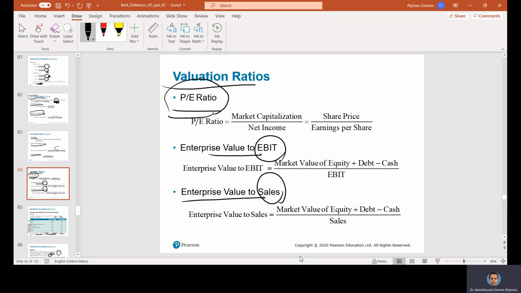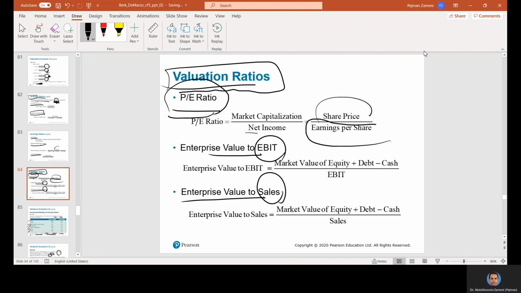Okay, another category is valuation ratio. PE ratio: price divided by earnings per share, or market capitalization divided by net income, or share price divided by earnings per share. And also enterprise value to EBIT and enterprise value to sales.